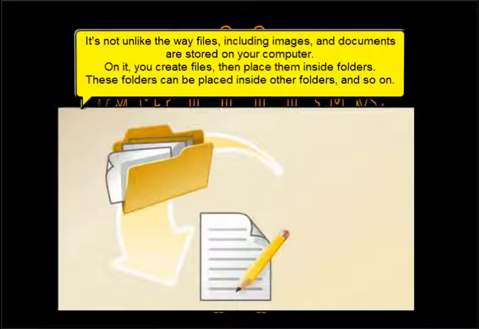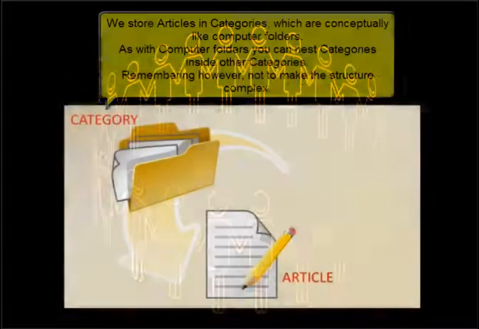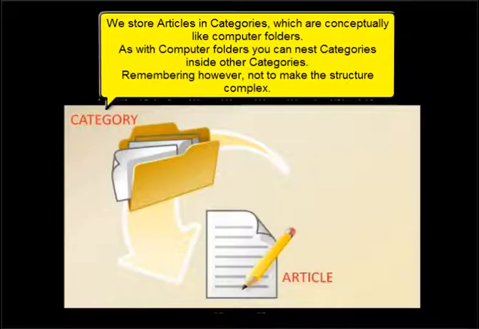It's not unlike the way files, including images and documents, are stored on your computer. On it, you create files, then place them inside folders. These folders can be placed inside other folders, and so on. We use the same logical process on your website. We create content items called articles. We store articles in categories, which are conceptually like computer folders. As with computer folders, you can nest categories inside other categories. Remembering, however, not to make the structure complex.